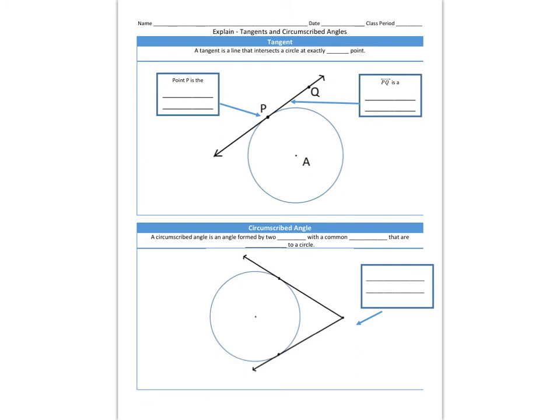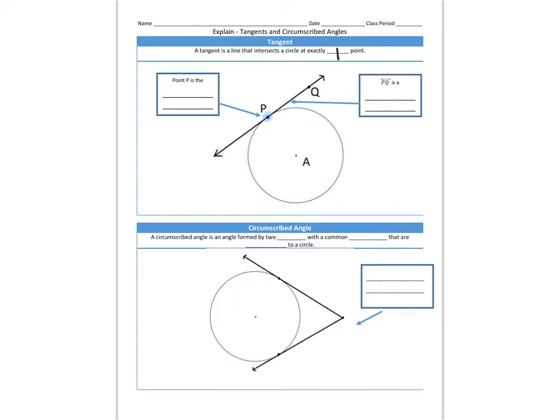So now let's talk about relationships formed by tangents and circumscribed angles. A tangent is just a line that intersects a circle at exactly one point. Here's an example of a tangent. See how it only touches the circle right here at point P? That's the only spot. That's what makes that a tangent.